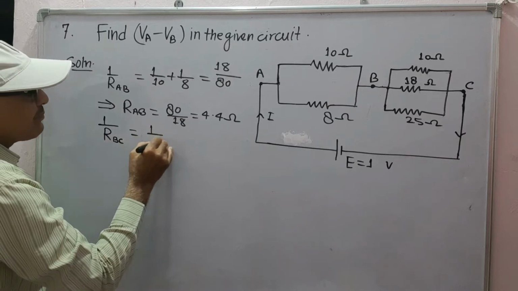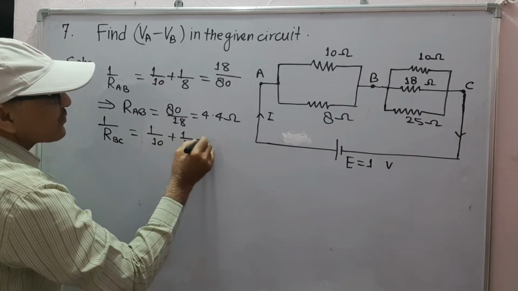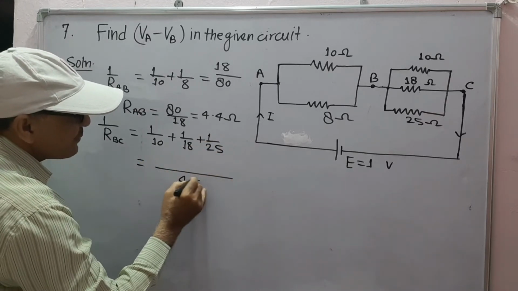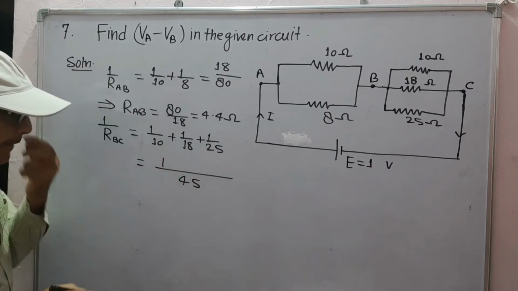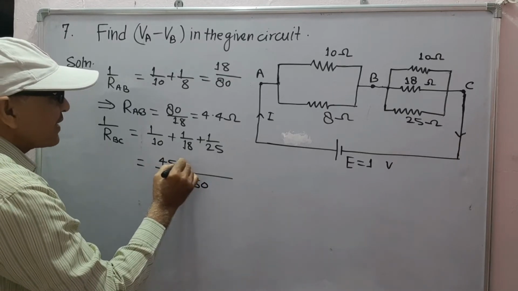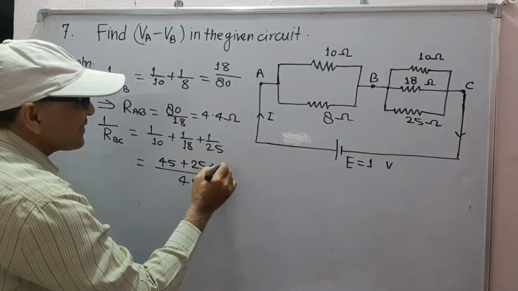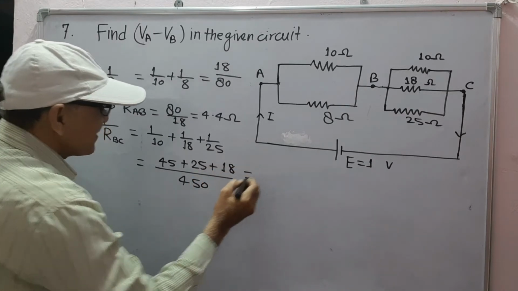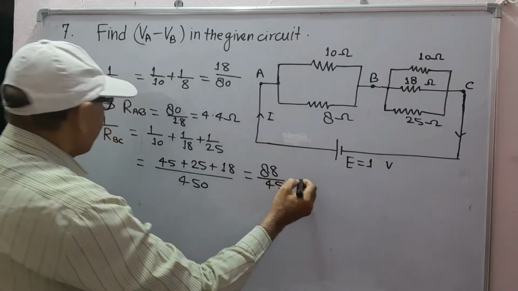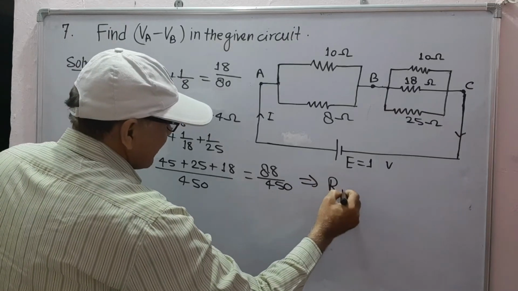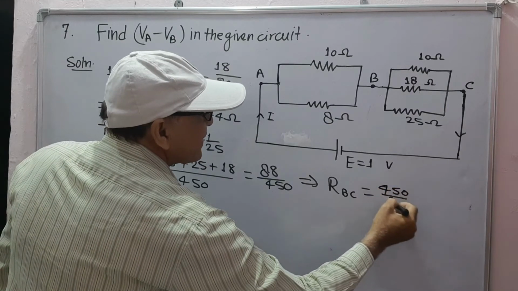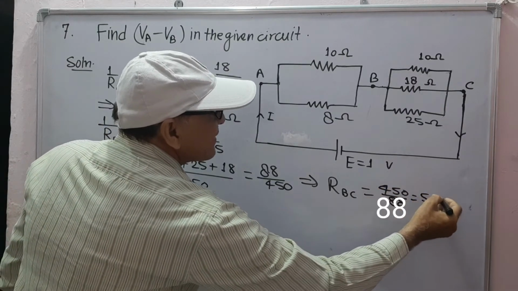is 1 upon 10 plus 1 upon 18 plus 1 upon 25. LCM is 450. This is 45, 45 plus 25 plus 18, which is 88 upon 450. This gives R between B and C as 450 upon 88, which is 5.1 ohm.